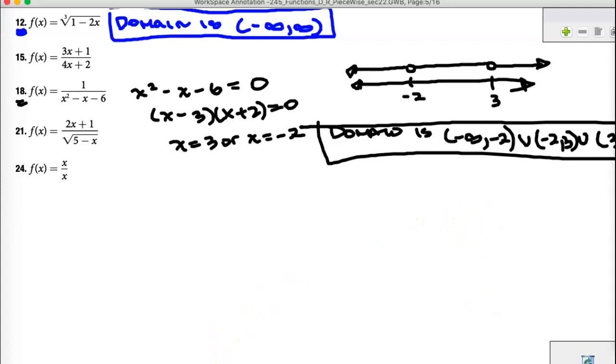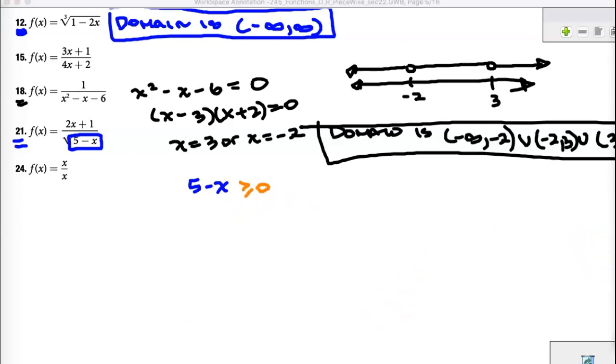However, take a look at number 21. Number 21 is a combination of a rational function with a square root. So two things I'm processing. One, in a rational function the denominator cannot be 0. And two, you cannot take the square root of a negative value. So we would take the radicand, and instinctively set that greater than or equal to 0.